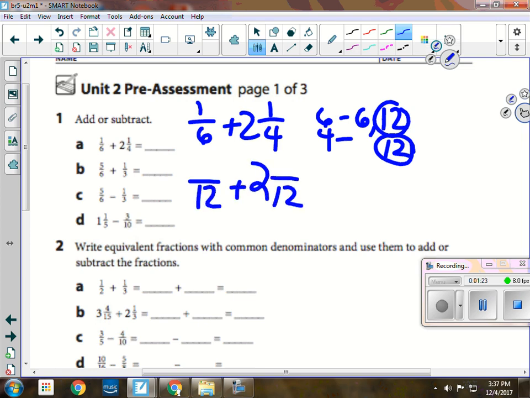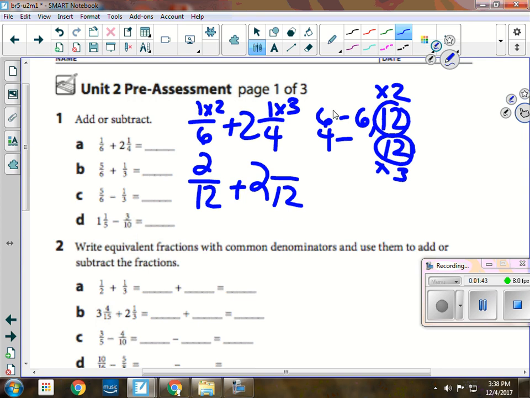Keep the 2 whole. And let's see, we doubled 6 times 2 to get to 12. So we've got to double the numerator. So that's 2/12, which is the same as 1/6. And 4 times 3 got me 12, so I need to do the 1 times the 3 on the numerator.